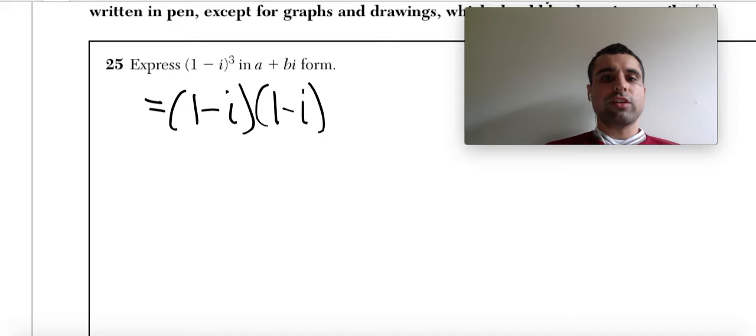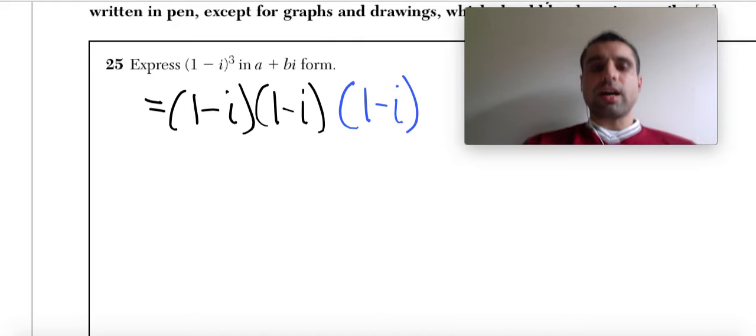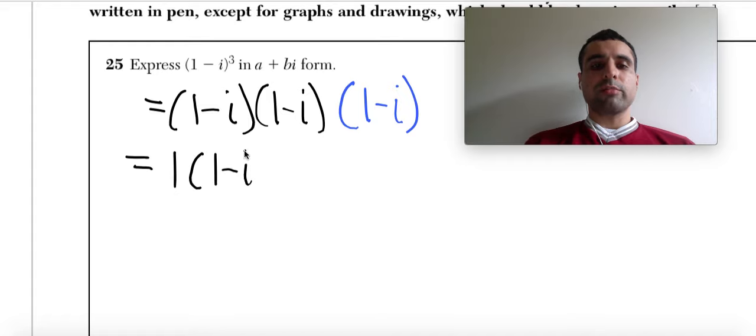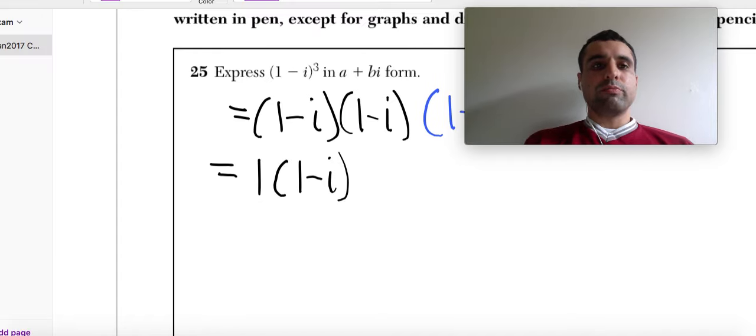I'm going to use a different color for the third one. You'll see why in a second. Let's just multiply 1 - i by itself one time first, the ones that are in black, by first distributing the 1. If you know the shortcut for squaring a binomial, that's better. But this is the one that I just distributed, over 1 - i.